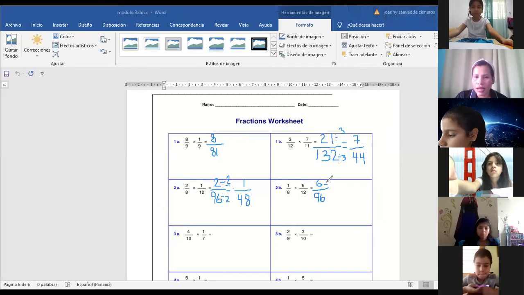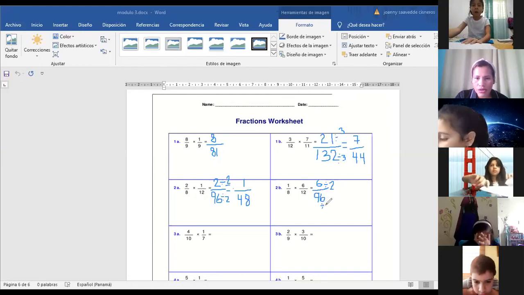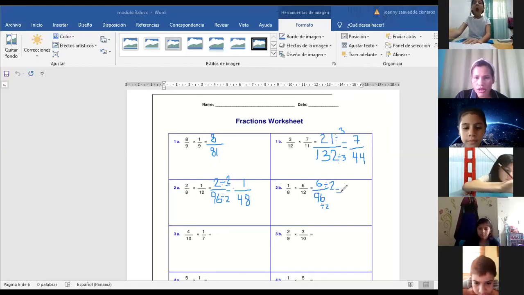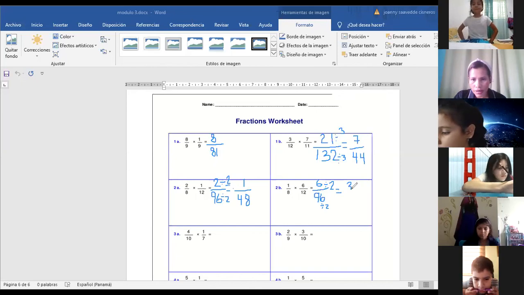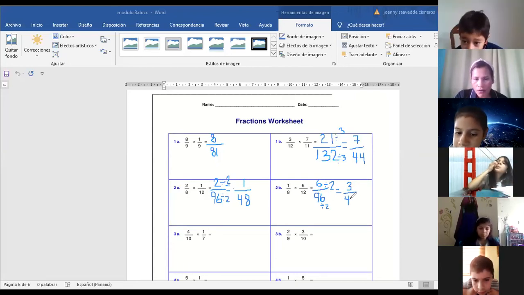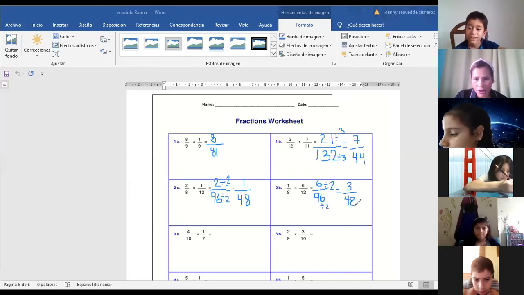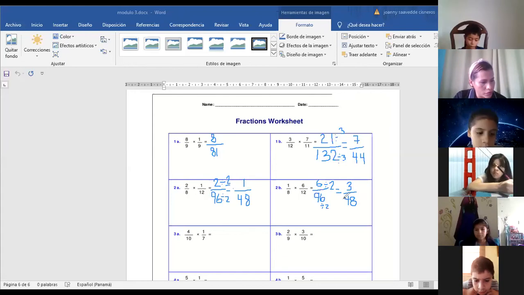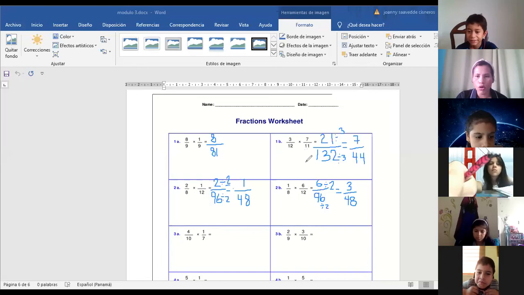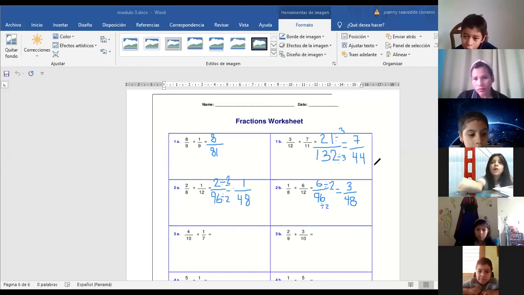Vamos a hacerlo a ver qué pasa. 6 divided by 2 and 96 divided by 2. So 6 divided by 2 is 3, correct. And 96 divided by 2, acabamos de ver que es 48. Very good. Now, do you think we'll stop here? I think so.